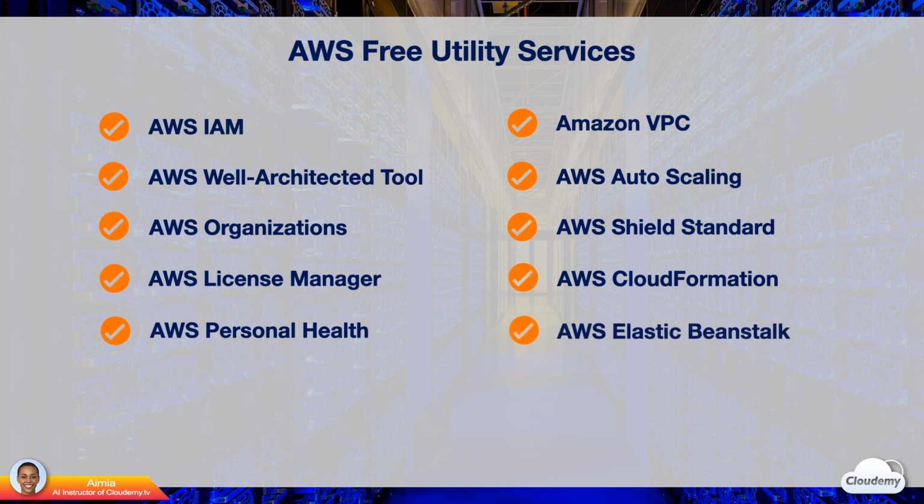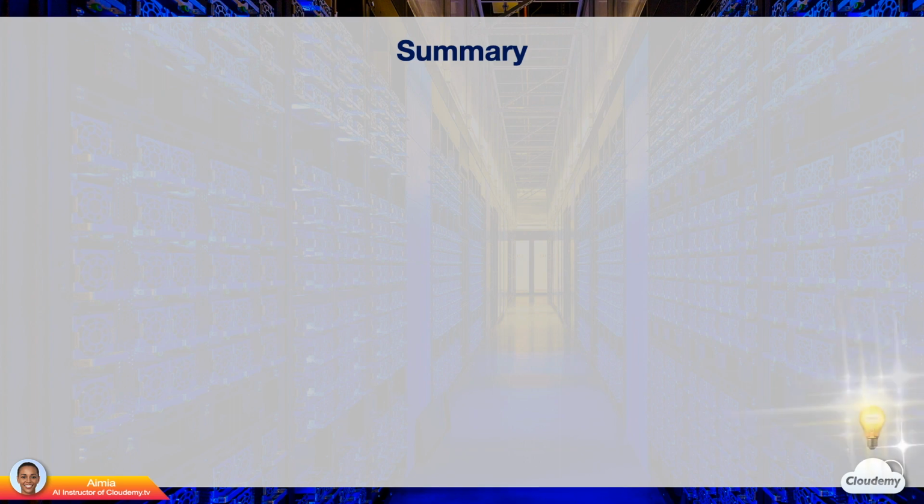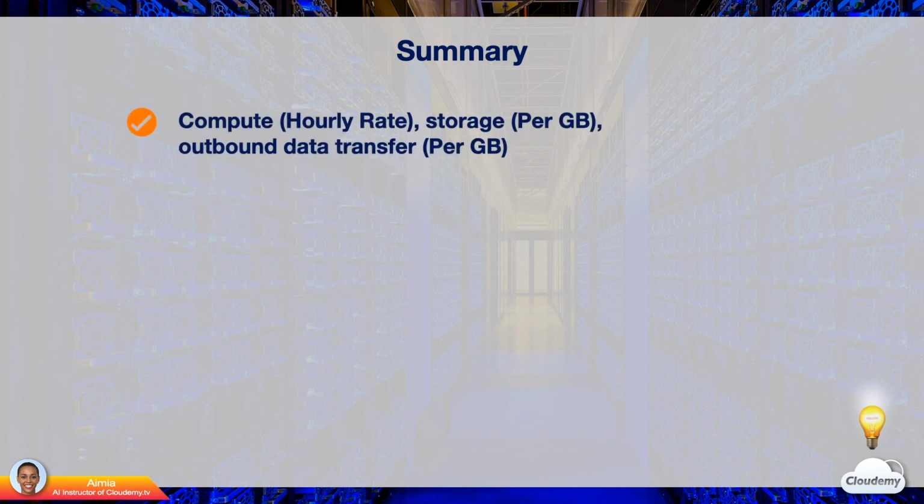AWS Elastic Beanstalk lets you easily deploy and run your applications. It's free to use. However, you need to pay for underlying resources, such as EC2, EBS, ELB, RDS, S3. In this episode, we've learned fundamental drivers of cost and pricing factors of various AWS services. Normally, compute capacity is billed based on clock hours. Storage and outbound data transfer are billed per gigabyte of data. We have gone through the pricing factors for some AWS core services.